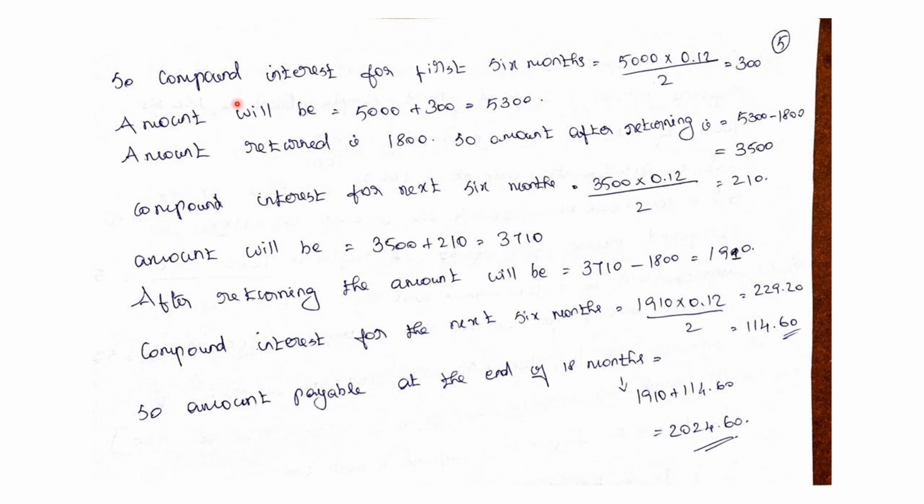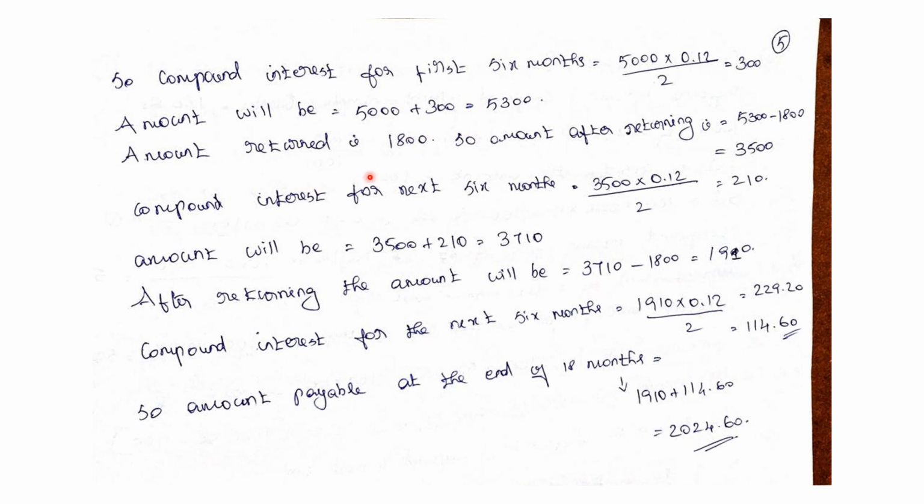First, we need to find the compound interest for the first 6 months. The amount is 5,000 into rate of interest 12%, that is 0.12, divided by 2. Here it means 5,000 into 0.12 into half, because 6 months means half year. That's why we are multiplying it with half. The interest will be 300. Amount will be 5,000 plus 300, 5,300.